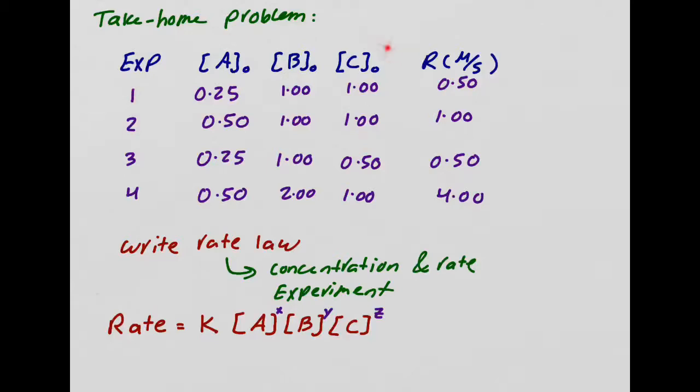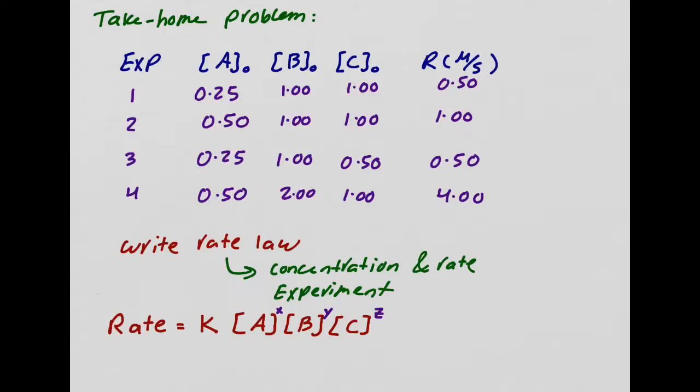Because in 1 and 2, the C concentration and the B concentration don't change. These two remain the same. The only thing that is changing is the concentration of A. So remember, you want one variable at a time. So I'm going to look at experiment 1 and experiment 2 to see what happens. Can you follow me so far? Okay, beautiful. Now, let's do this.